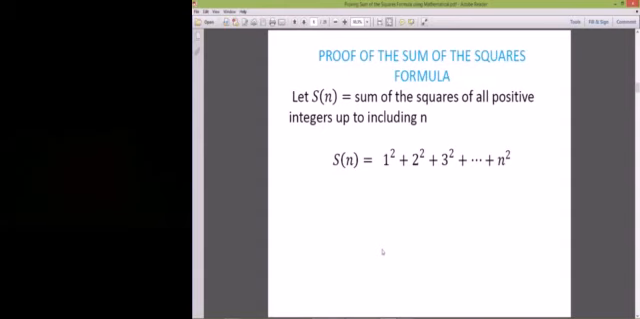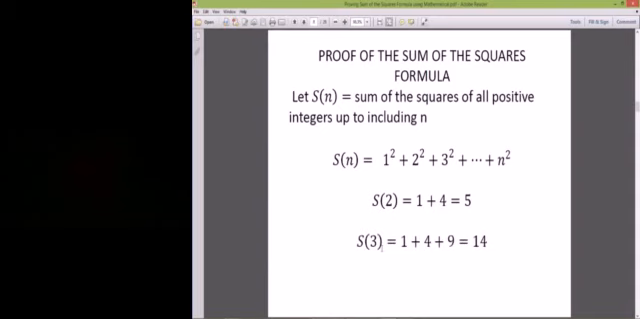I will now present a proof of the sum of the squares formula using mathematical induction. First, let us denote a function S sub n to be the sum of the squares of all positive integers up to and including n. So S sub n is 1 squared plus 2 squared plus 3 squared all the way up to n squared. So for n equal to 2, S sub 2 is 1 squared plus 2 squared, so 1 plus 4 equals 5.